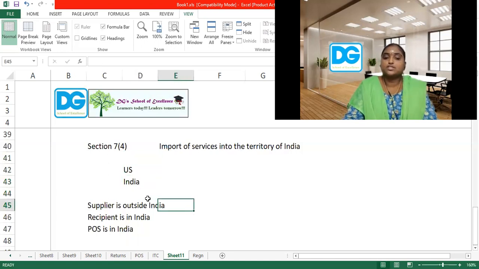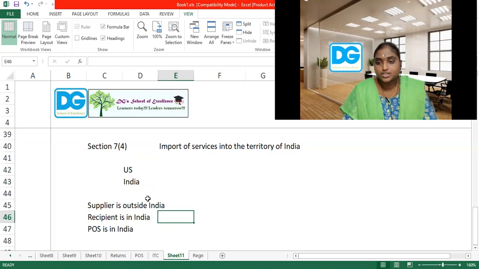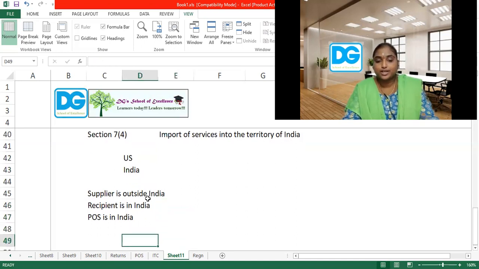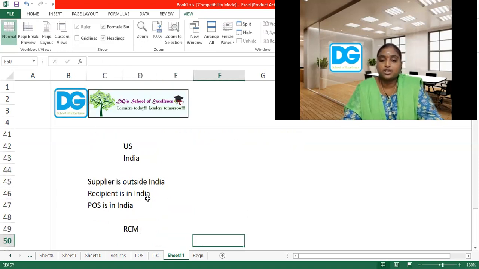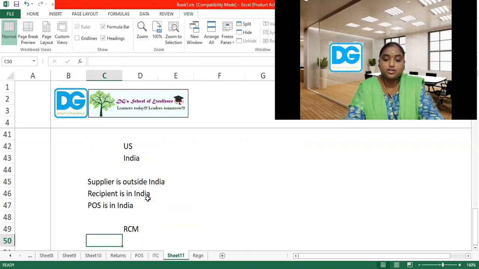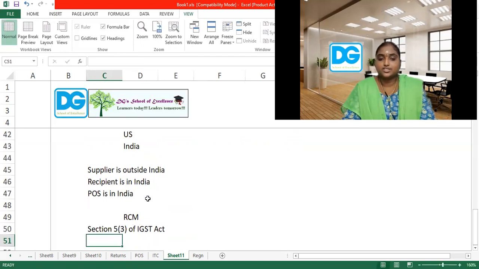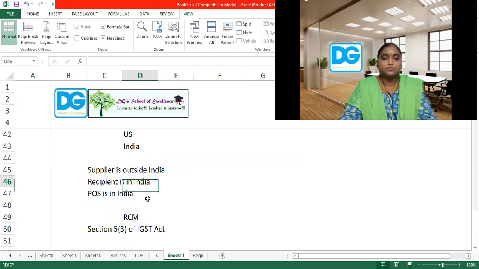So import of services is said to be an interstate supply of service, and you have to pay GST under reverse charge mechanism. This is a notified service under section 5 subsection 3 of the IGST Act. Import of service is a notified service under reverse charge mechanism. That means the recipient in India will have to pay tax under reverse charge mechanism. So this is interstate supply of service.